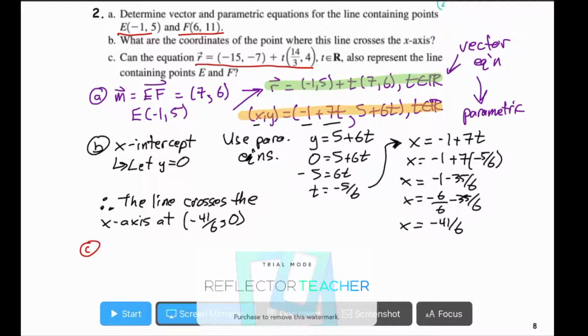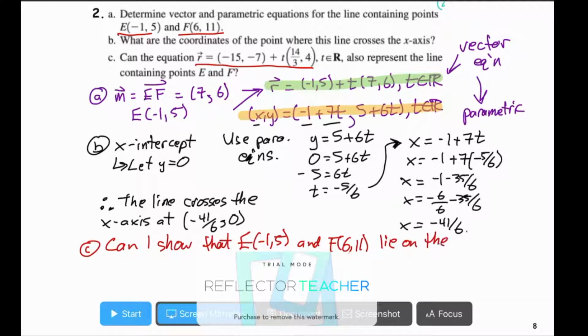So I'm going to rewrite the question, and then we'll go ahead and dive in. Can I show that my point E, -1 comma 5, and my point F, 6 comma 11, lie on the line, and that's the line that's given here: r = (-15, -7) + t(14/3, 4). Don't forget to define our parameter t as an element of the real numbers.